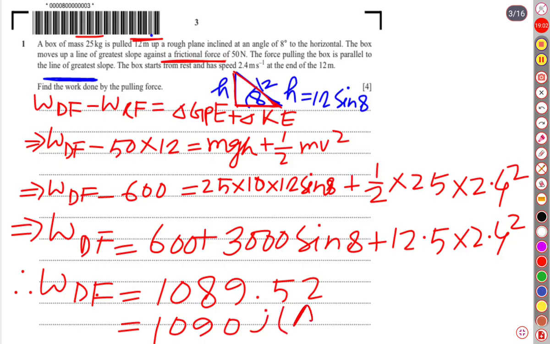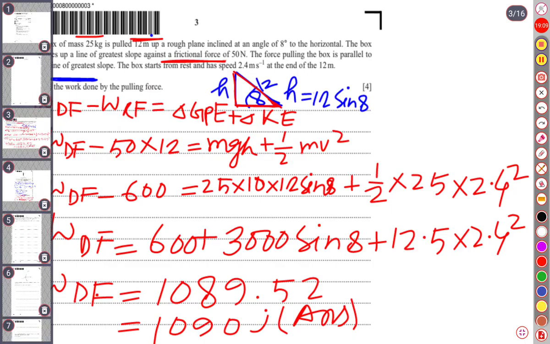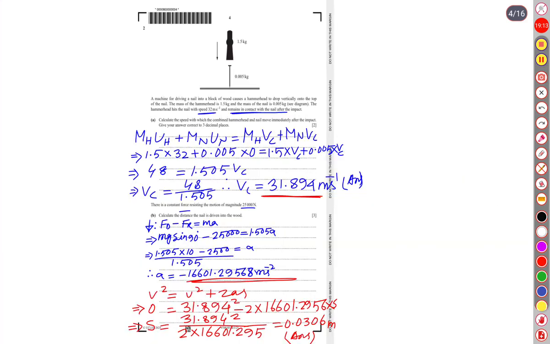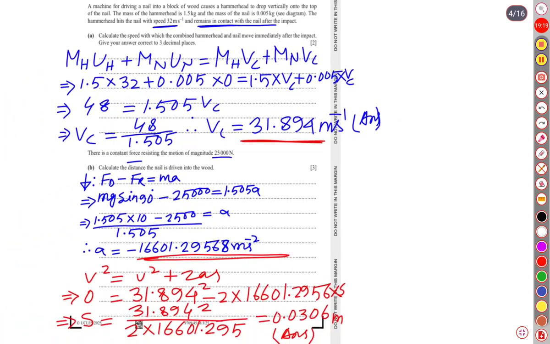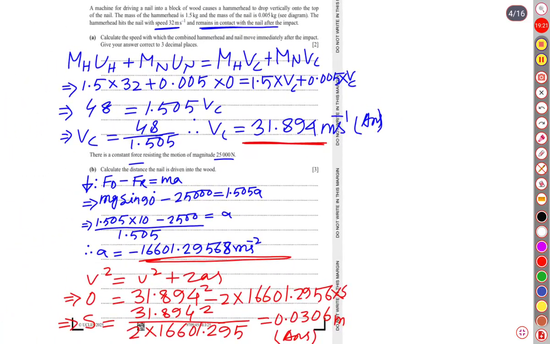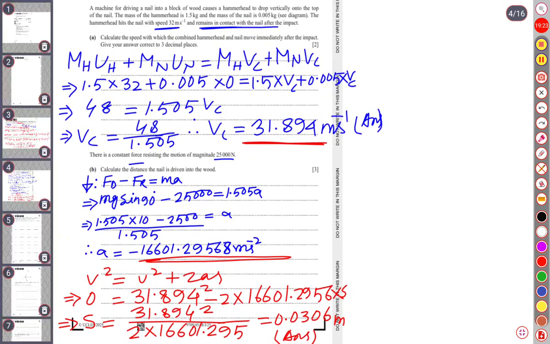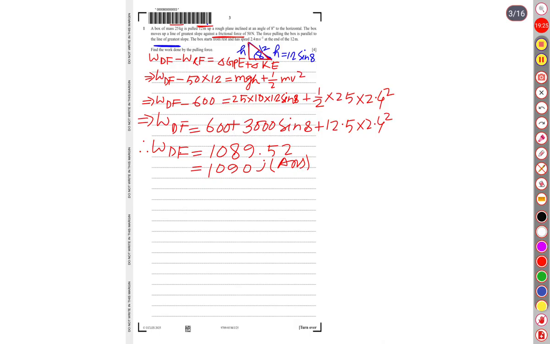So this is the answer to question number 1. That's all about both of the solutions. Let me show the solution to both parts of solution number 2. This is the whole of solution number 2, and for solution 1, this is the whole of the solution.